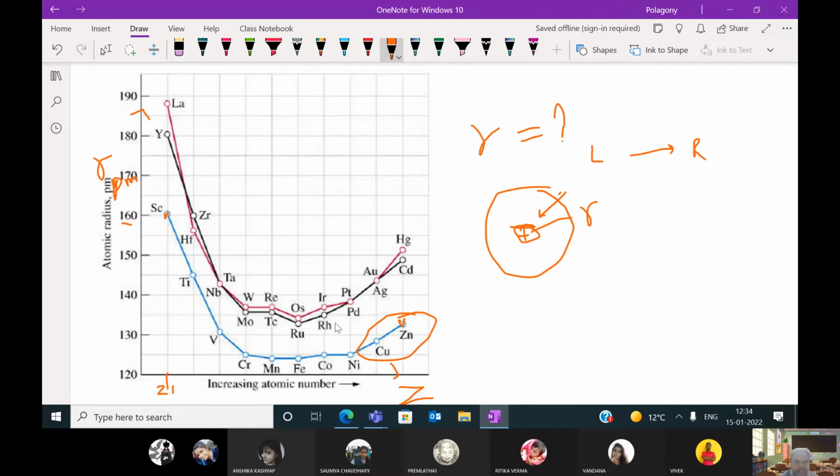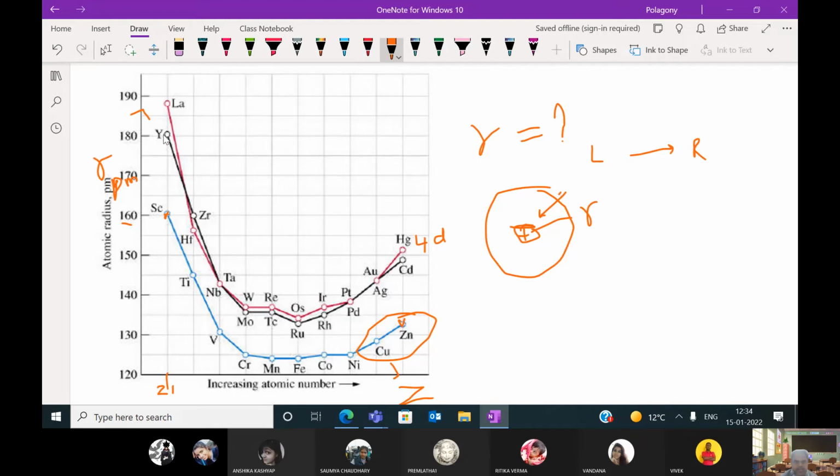Now look at this 4D series of elements. Tell me, what are the 4D series? The first element of the 4D series is yttrium, then zirconium, tantalum, wolfram, rhenium, osmium, iridium, platinum. Okay, so gold, sorry, silver, cadmium.